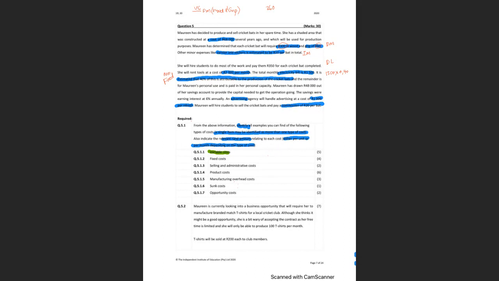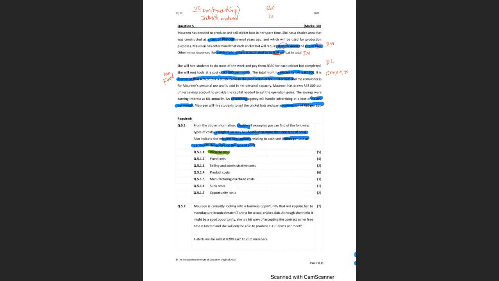Then you have the indirect material, which is also a variable cost, and that was the varnish and stickers. So here you can say indirect material. This is a variable cost. It will change with your level of production, and that is 10 Rand.